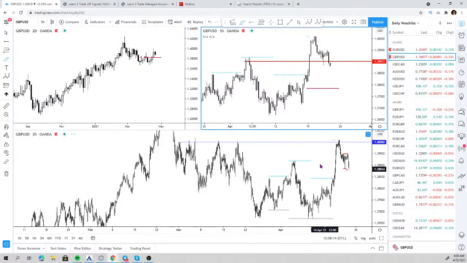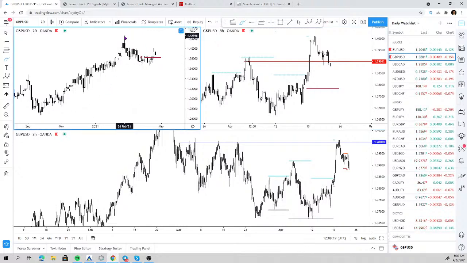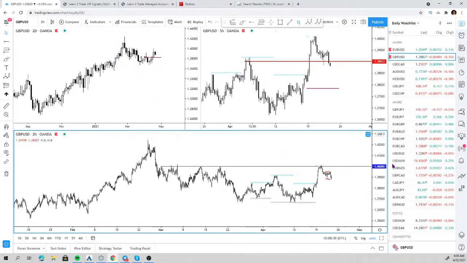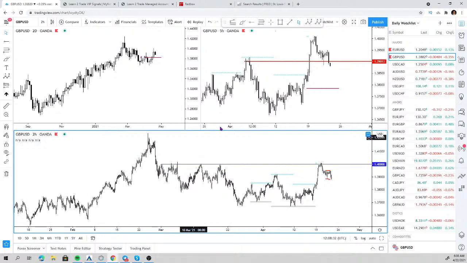Now, I am still pretty bullish on the GBP, given the fact that look at the 2-day chart, right? This is a great breakout on the 2-day chart. But if you look at the 2-hour chart on the bottom of my screen, this is a massive level of resistance that we just encountered. Until we break the 140 level, I'm going to continue to be kind of bullish.